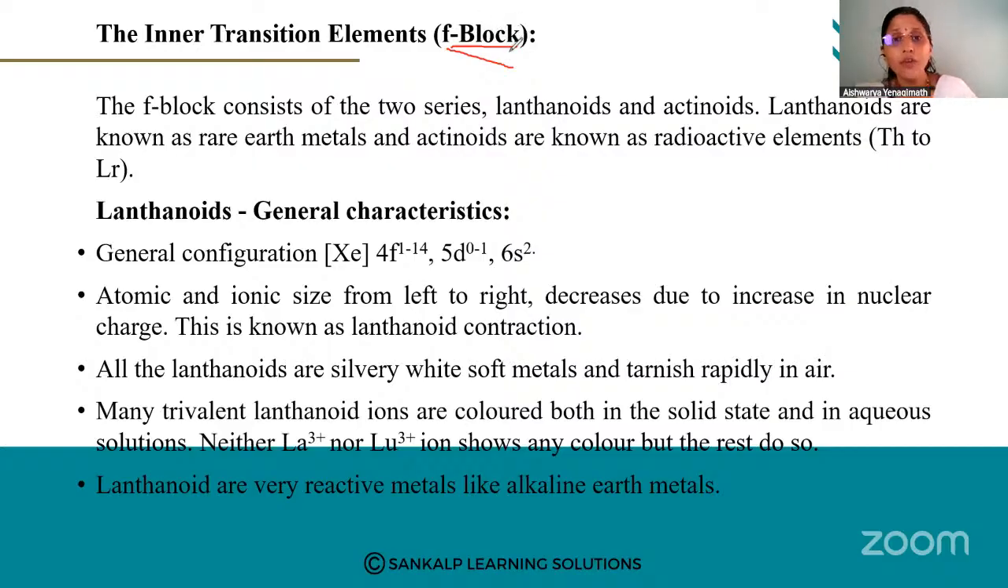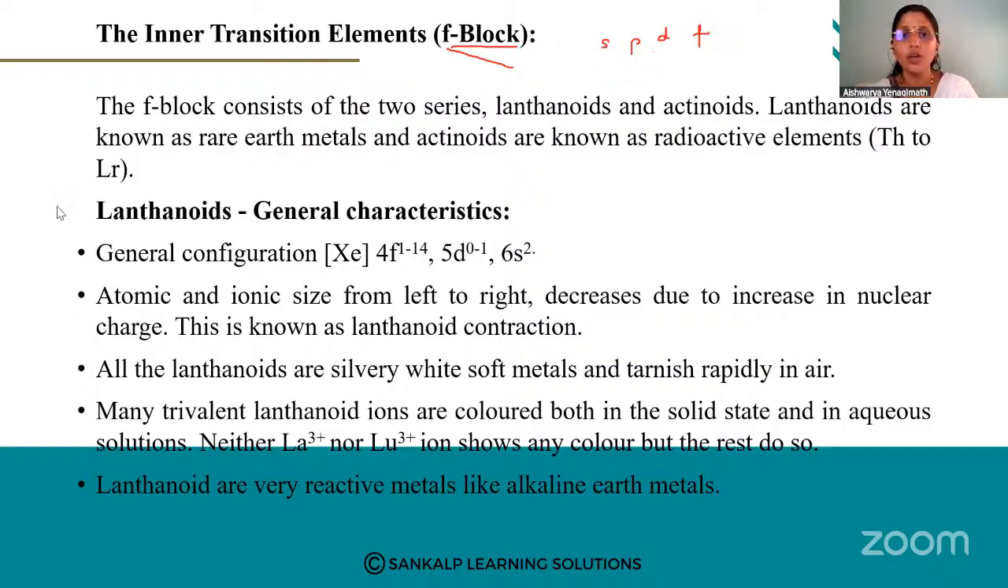The name of every block is derived from its respective atomic orbital, like you have S block, P block, D block, and F block. And these S, P, D, F orbitals are derived from the values of azimuthal quantum numbers.